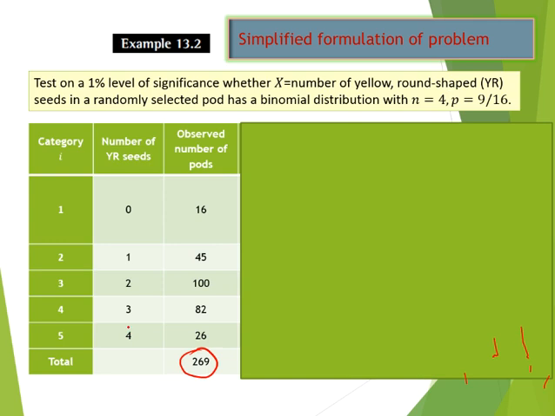Again, we number our categories from 1 to 5, but the values of our random variable are 0 to 4 because x is the number of successes. Success is a yellow round-shaped seed, and therefore that's our random variable. Once we have that, we now have to determine, if this random variable really had a binomial distribution, what the expected frequencies would be. But before we can get the frequencies, we need to get the probabilities.